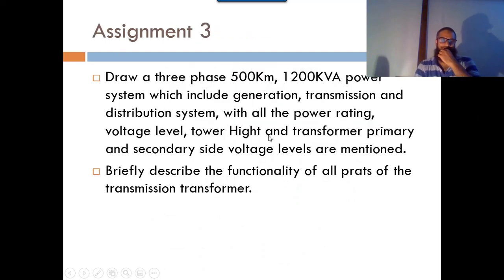So now we have the assignment. In this assignment we have 2 questions. One is: draw a 3-phase 500 kilometer 1200 kVA power system which includes generation, power transmission and distribution system, with all the power ratings, voltage levels, tower height, transformer primary and secondary side voltage levels mentioned.